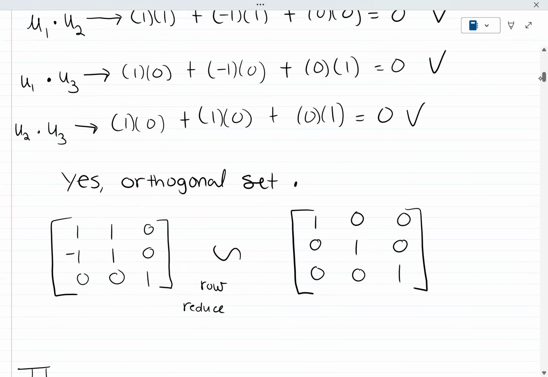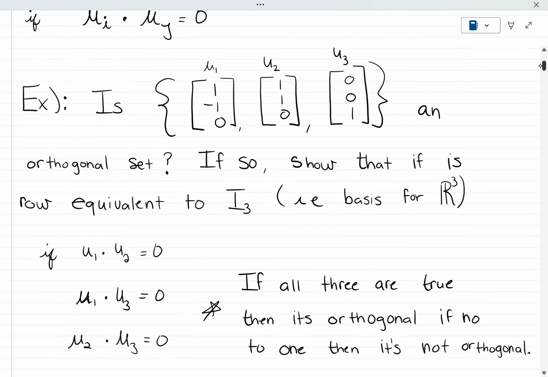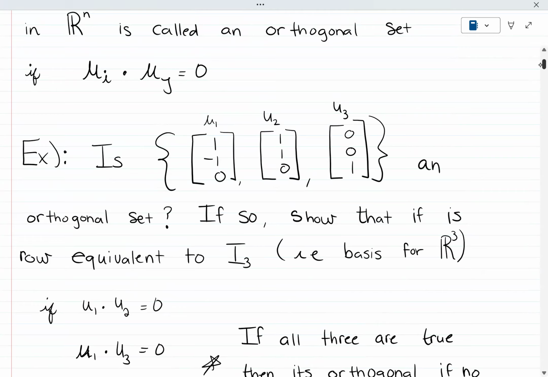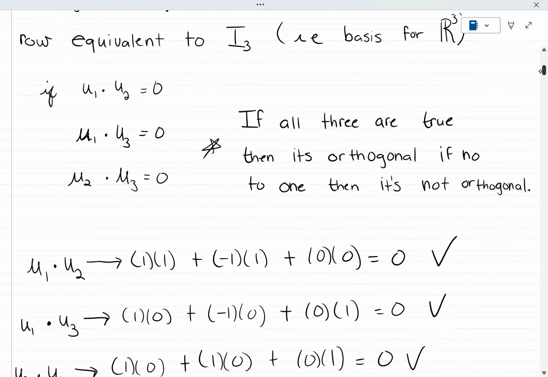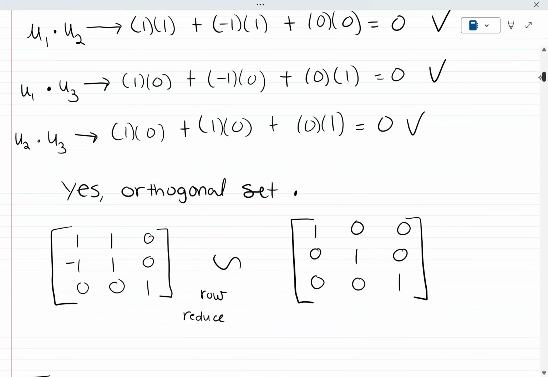And then, since it says "if so," what you have to do is row reduce. We were given our three vectors right above here. You just augment it with the identity and row reduce, right? And then this is how you get this matrix.